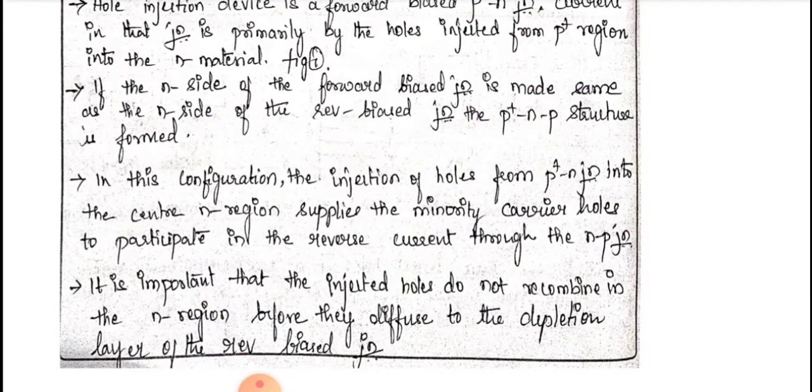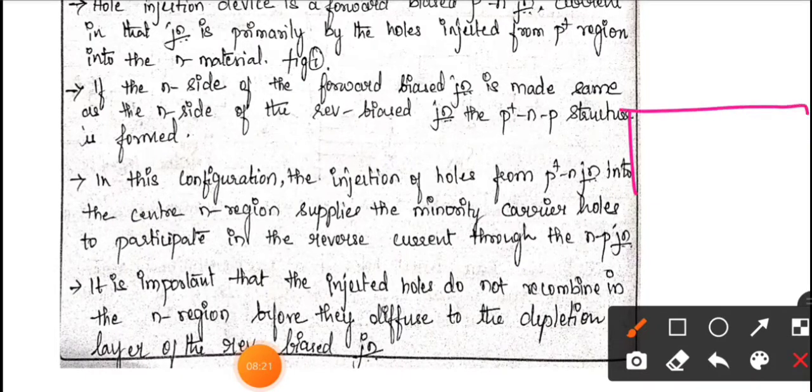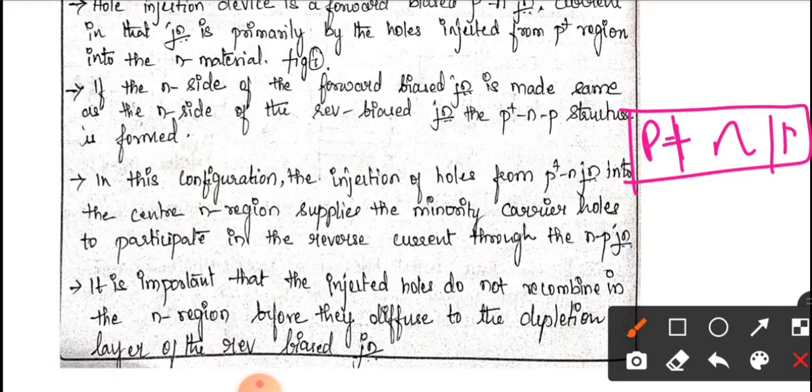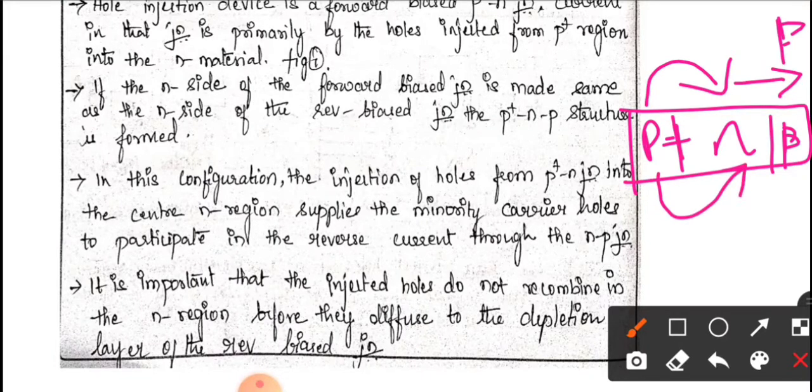So we have a structure now like this, P plus, N and P. The last line we have said is that the holes will be supplied from the P plus to this N region, and they should be swept towards this P region. So care should be taken such that the holes supplied by this P plus region to the N should not combine with the electrons in the N region. Recombination shouldn't take place. These holes have to reach the other P region in order to form the current.